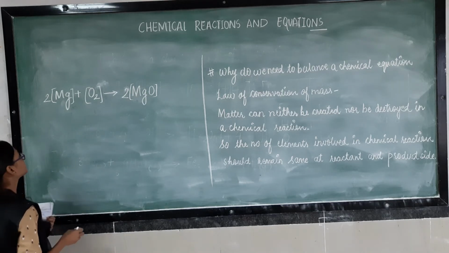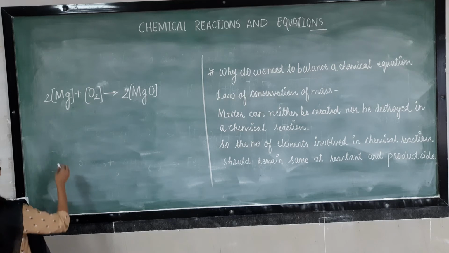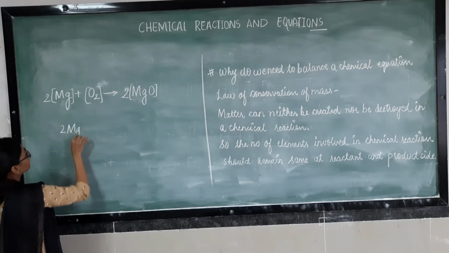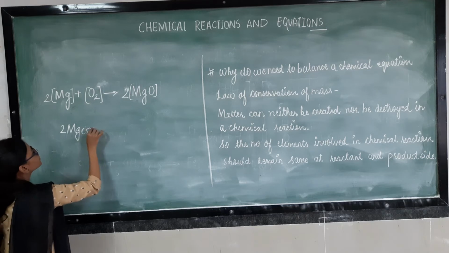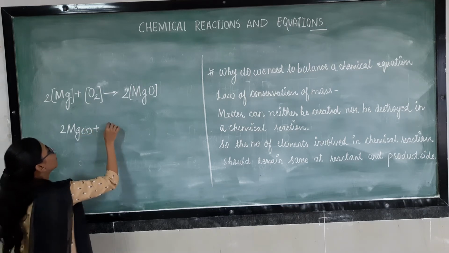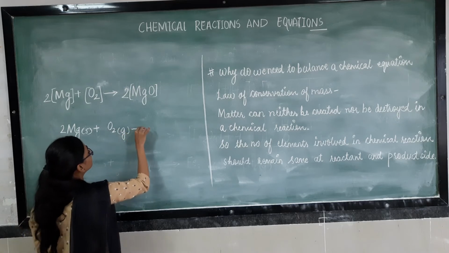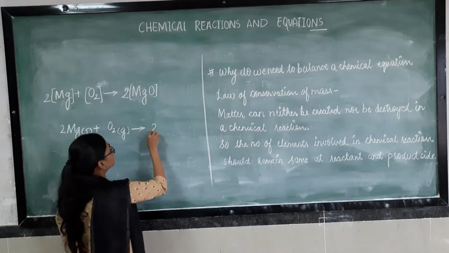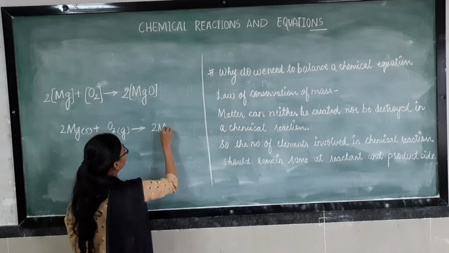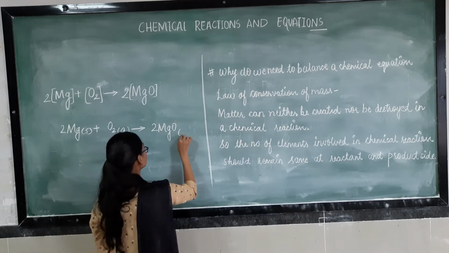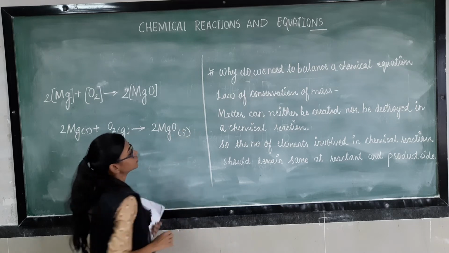Now we will write this equation with their physical states. 2 Mg, Mg is solid, plus oxygen, oxygen is a gas, gives 2 magnesium oxide. This magnesium oxide is what? This is also a solid.